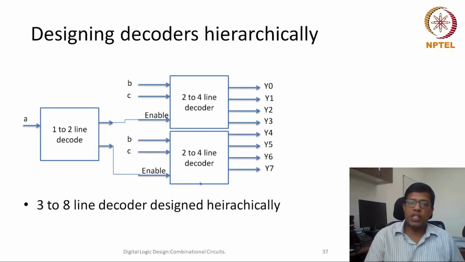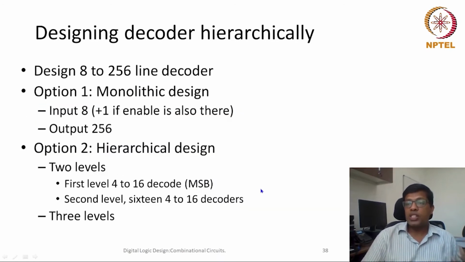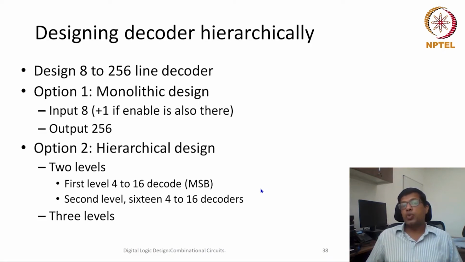We won't be using this kind of a circuit where we are using only a 3 to 8 decoder and 2 levels, but it would be more helpful when we are creating larger decoders. Okay, so you want to design an 8 to 256 line decoder. Now, in a monolithic design, or a single level design, there would be 256 AND gates. Each of these AND gates would have 8 inputs. If enable is there, then there would be 9 inputs.